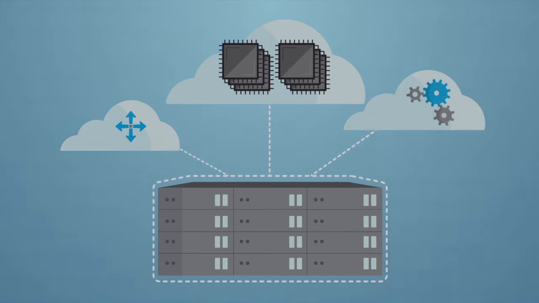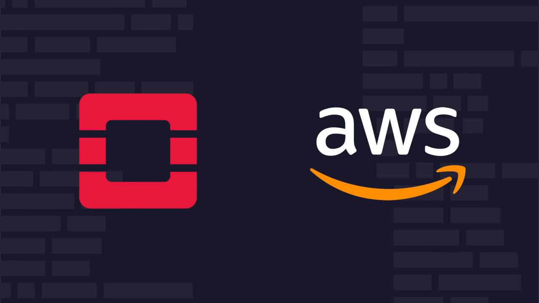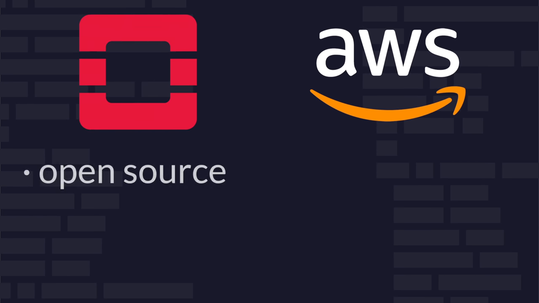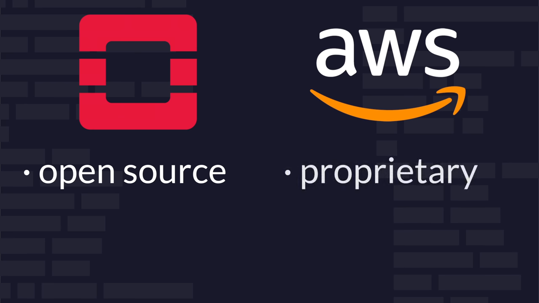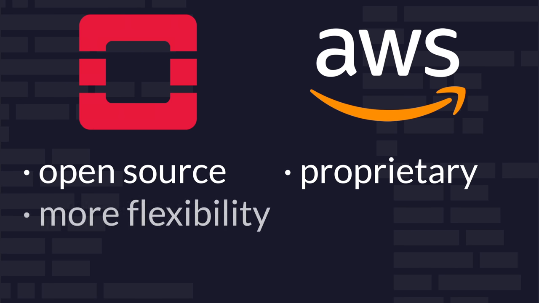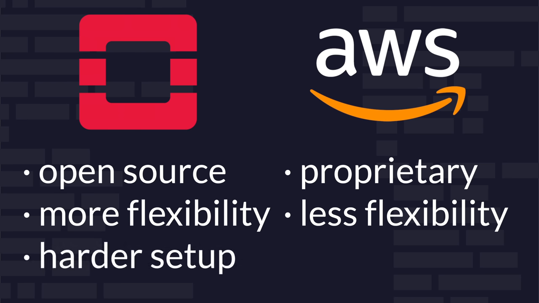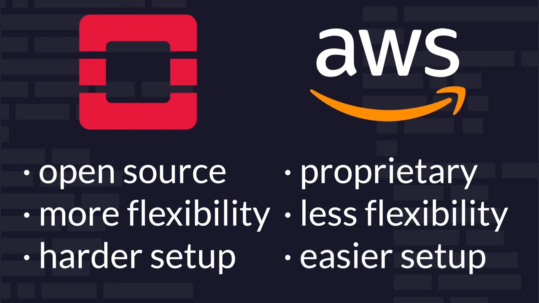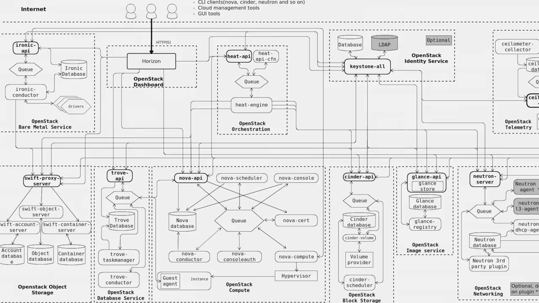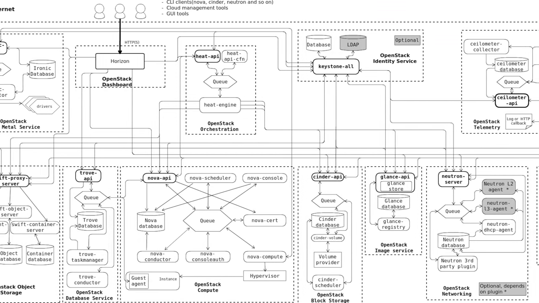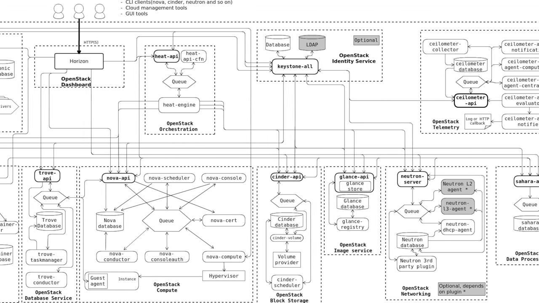In some ways, OpenStack can be compared to AWS, but here are some key differences between the two. OpenStack is an open source platform, while AWS is a proprietary platform. OpenStack offers more flexibility and customization options than AWS. OpenStack typically requires more technical expertise to set up and manage than AWS, since you basically have to set up everything yourself.